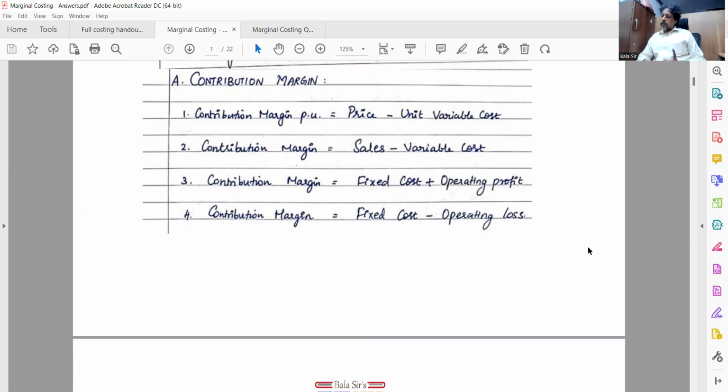So contribution margin per unit is price minus the unit variable cost. That is all. When I say price, I am referring to the unit selling price. Now we know that the price in this example is rupees 200 per unit. Minus what is the variable cost? It is 120 per unit. And rupees 80 is called a contribution margin per unit. You can either say contribution per unit or contribution margin per unit is rupees 80 per unit.